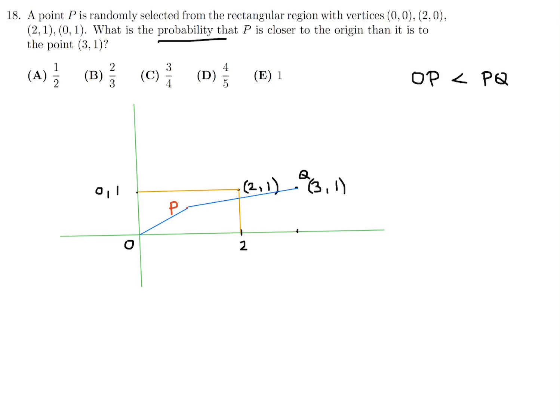All right, so P has the coordinates x, y. And since P is inside this rectangle, x and y have boundaries, right? X has to be less than or equal to 2, that 2 right there. It has to be greater than or equal to 0. And y has to be less than or equal to 1 and greater than or equal to 0. Okay, so those are the boundaries of P.